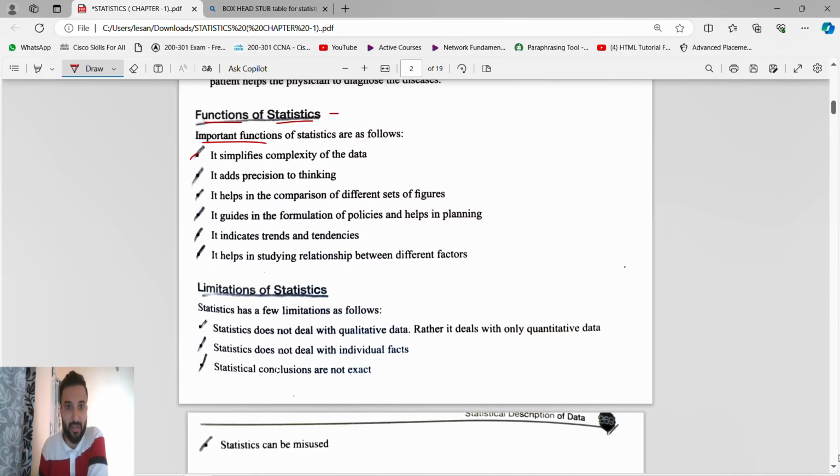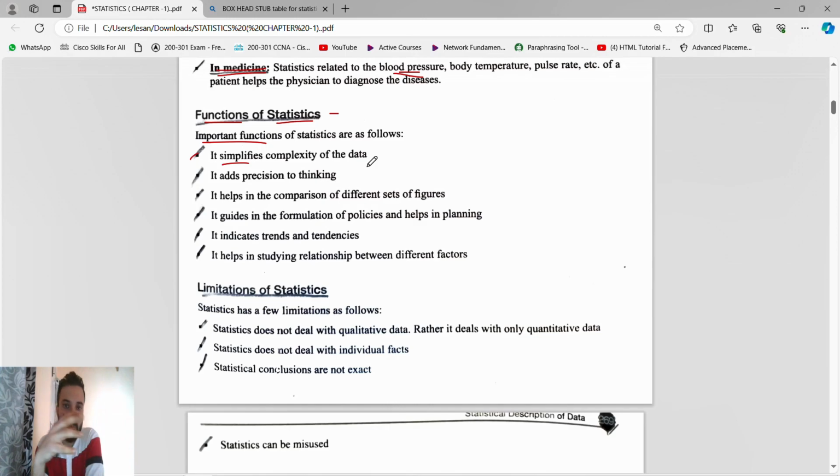Next is function of statistics. It simplifies complexity of the data, obviously, because first you do the collection, presentation, analysis, interpretation. You see the population of a country, the persons are doing surveys and all, right? After that survey, simple data comes out, like these many accidents are happening every year. Okay, like the murder cases, the rape cases, this is happening every year. So this simplifies the data. Then statistics add precision to thinking, guys.